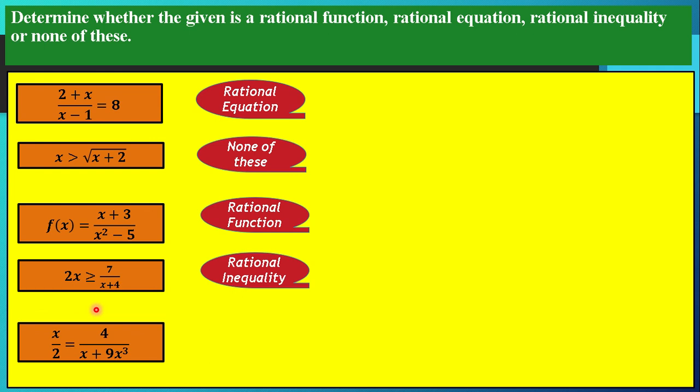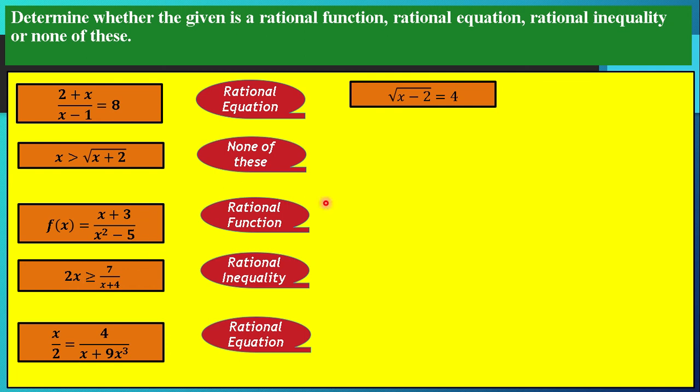Next, x over 2 is equal to 4 divided by x plus 9x cubed. Meron po ba tayong involved na rational expression? Meron po dito sa left side, x over 2, at dito sa right side, 4 over x plus 9x cubed. Next na titignan, ano po ang ginamit na symbol? So, ang ginamit po na symbol ay equal sign. Therefore, this is an example of rational equation.